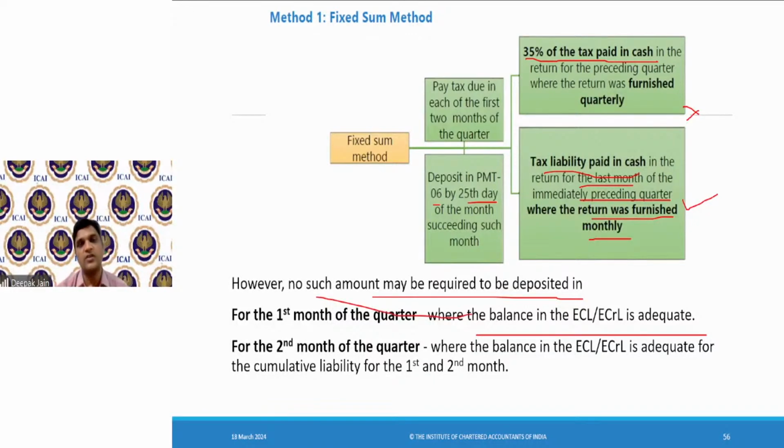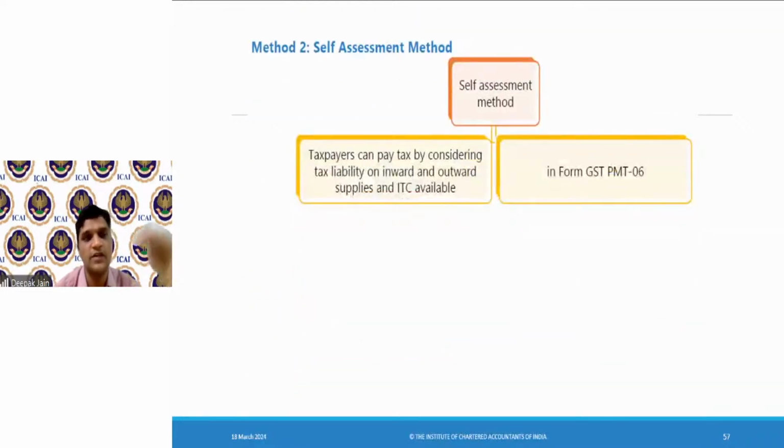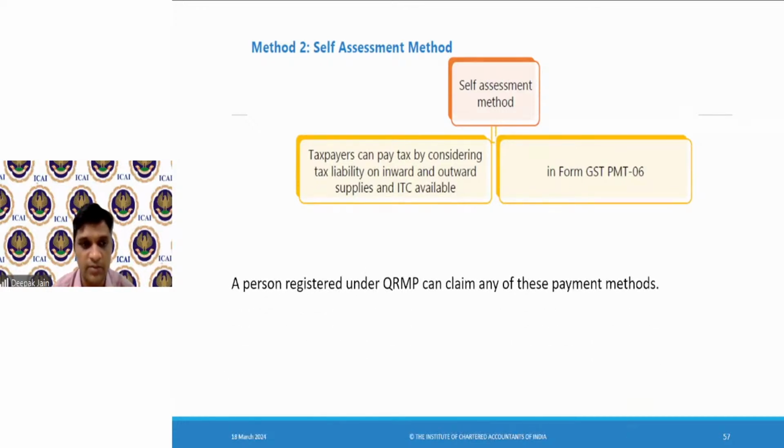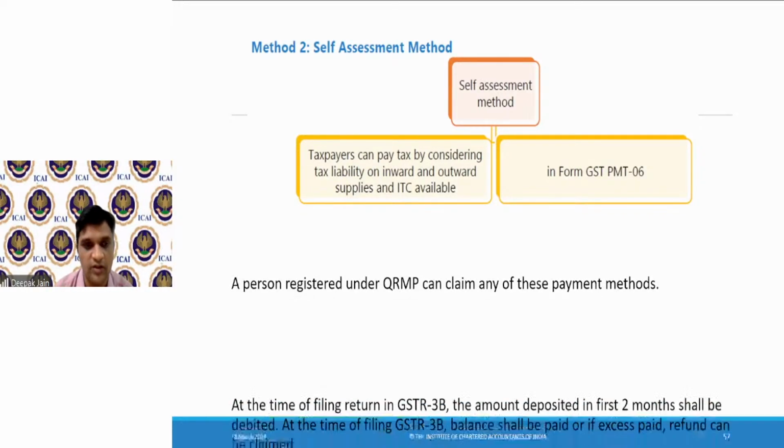समझे? So 35,000 कैसे calculate होता है? Previous quarter जो भी cash payment है उसका 35%. अगर previously आप monthly filer थे तो उसका 100%. That is a fixed sum method. And in case of self-assessment method, taxpayers can pay the tax by considering the tax liability of inward and outward supplies and ITC available. That has to be paid in PMT 06. A registered person under QRMP can claim any of these methods. Okay, they can opt for one of these methods.